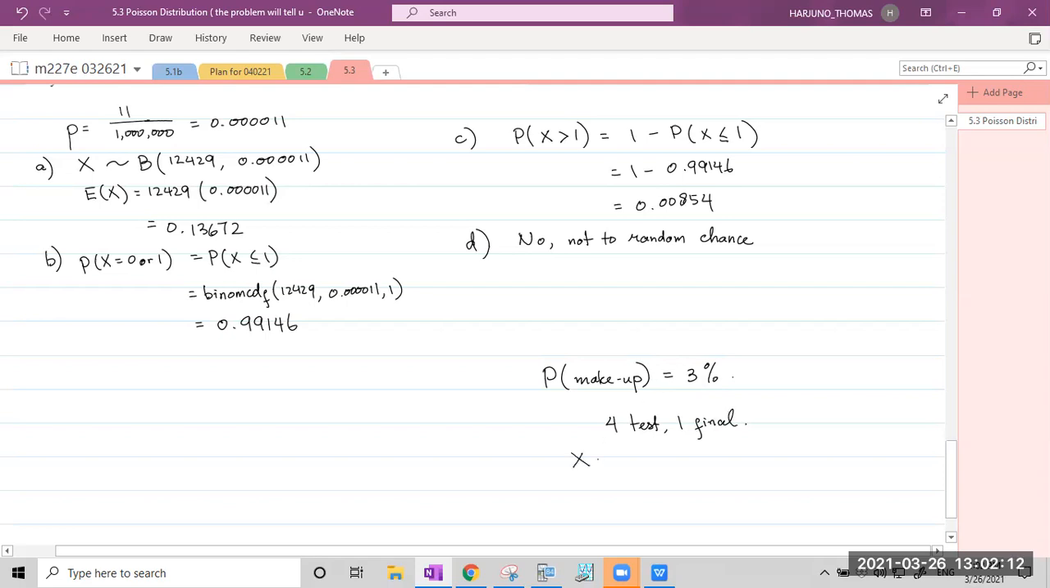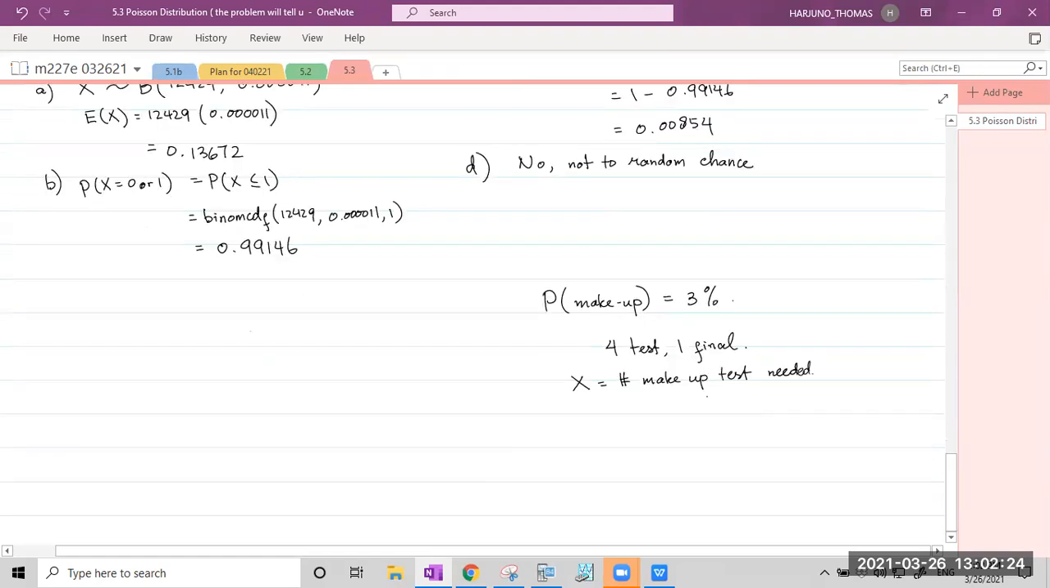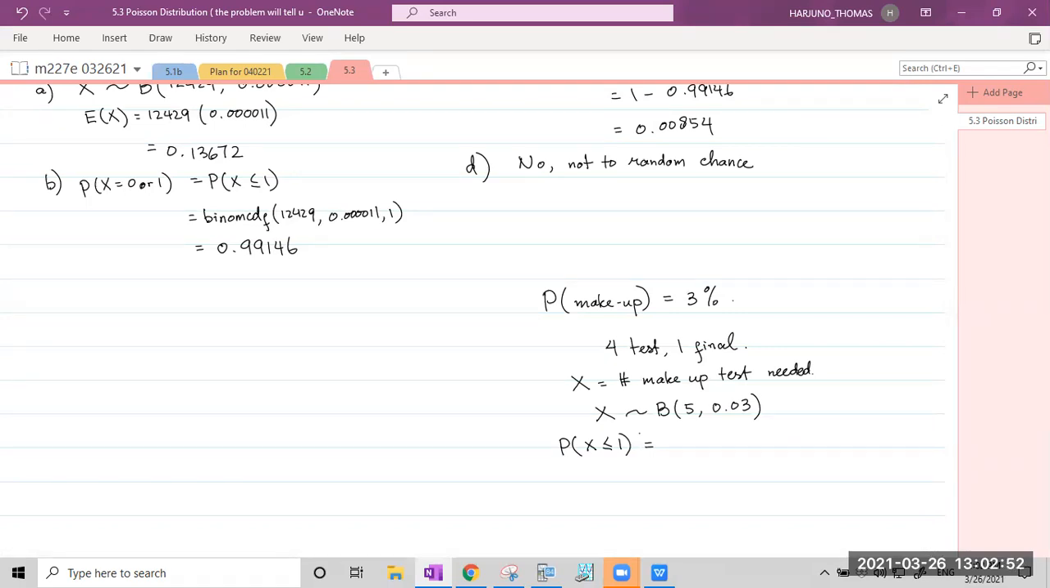Now let X be the number of makeup tests needed. X is binomially distributed, 5 trials, or 5 tests we are talking about. The probability that you need a makeup test in 1 test is 0.03. What is the probability that somebody needs at most 1 makeup test out of 5 tests? It's supposed to be only 4: test 1, test 2, test 3, and final, because I don't give a makeup test for test 4. But let's do 5 right now. What is the probability at most 1? That will be Binomial Cdf, 5, 0.03, 1. That's the probability.